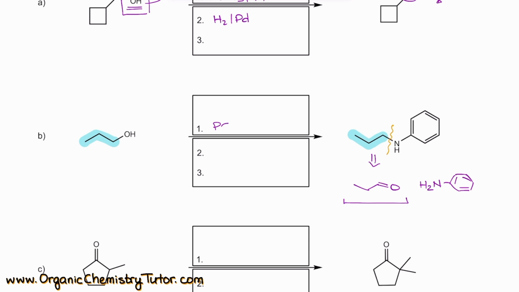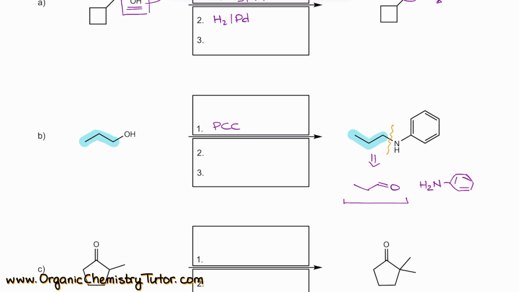We can use something like PCC, or we can use Swern oxidation, or we can use Dess-Martin periodinane, or you can use Collins reagent. Whatever it is you like to use doesn't matter, as long as it's one of those reagents that stops at the formation of the aldehyde and doesn't take it all the way to the carboxylic acid.